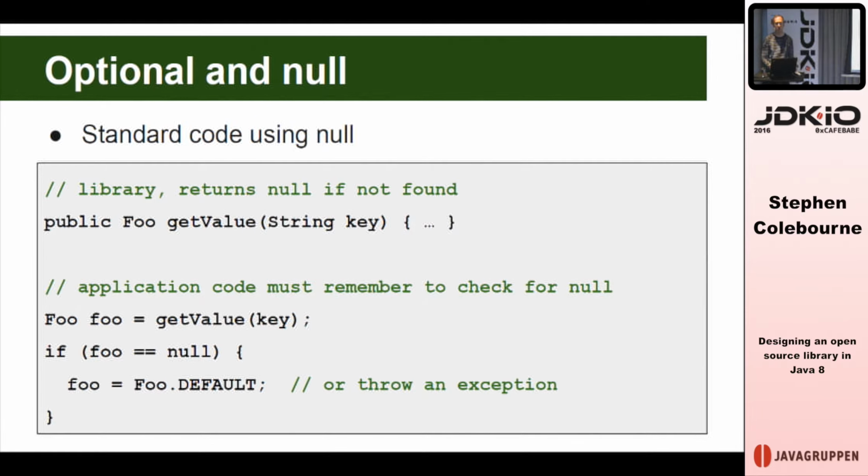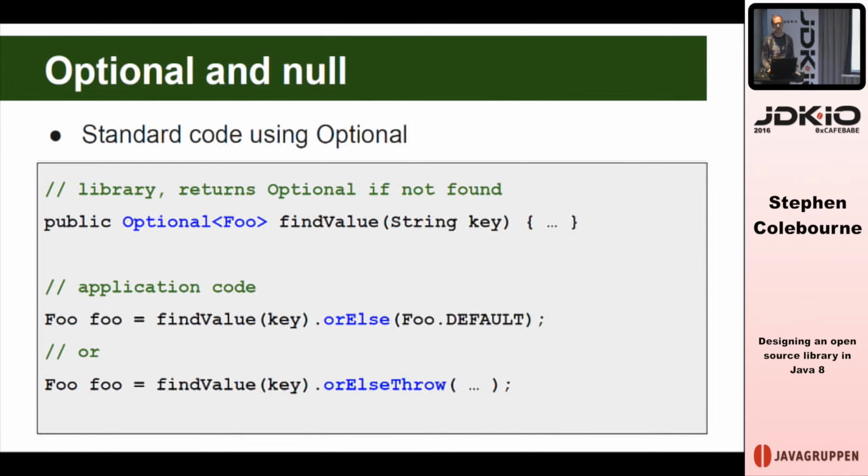So here's the code we might have used if we were using null. In our library code, we have a method called getValue, and that returns a Foo, and well, the Foo might be null if it wasn't found, and so I have to say, well, if foo was equal to null, then let's default the value of foo to something or throw an exception, whatever's the appropriate thing.